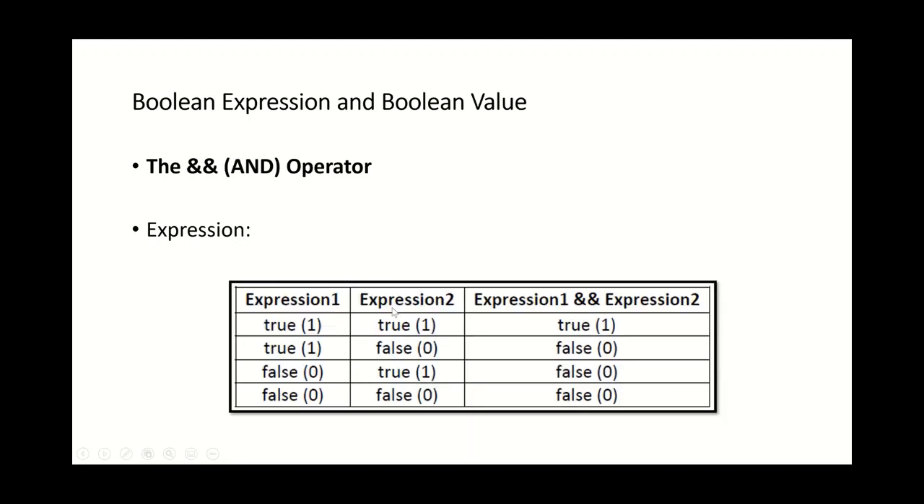Now the and operator. For the and operator, we need to compare two expressions to get the result. This is the combination of the expressions. You will get a true result if both of the expressions are true. For example, if expression 1 is true and expression 2 is true, your result will be true when you combine both expressions. But if either of the expressions is false, your result will be false.